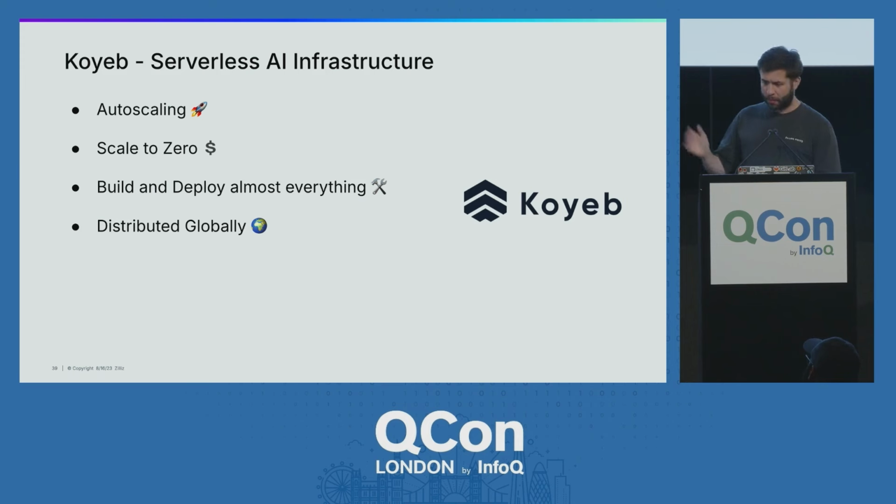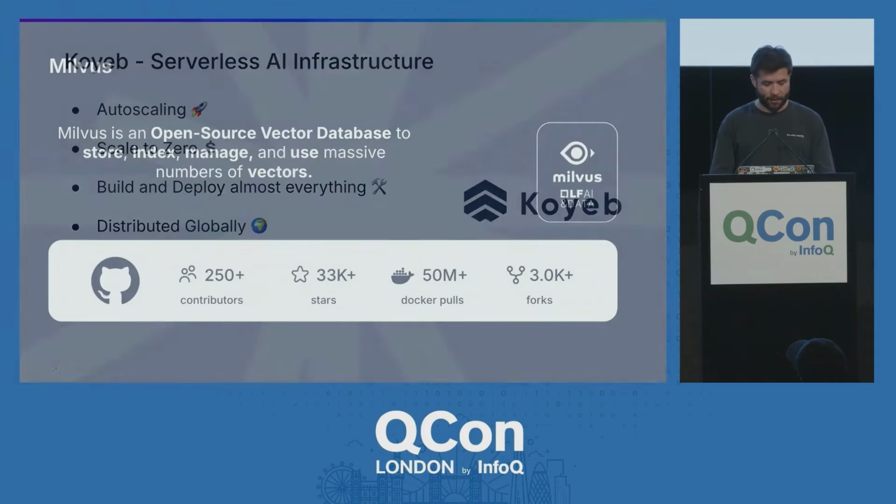You can build and deploy almost everything. Think from Comfy UI to vector databases to Postgres to vLLMs and a lot of different things. You can deploy them. They support basically everything, and they're distributed globally, so you can really go everywhere and then be happy.